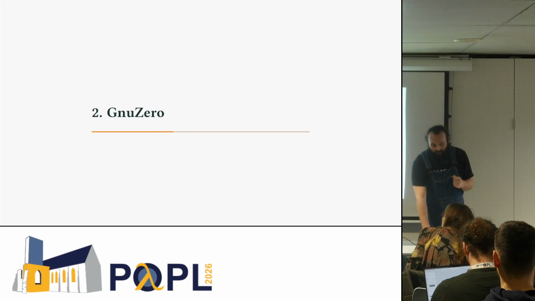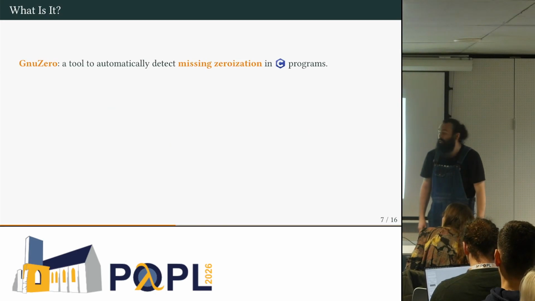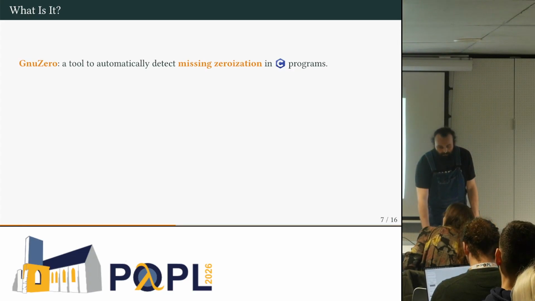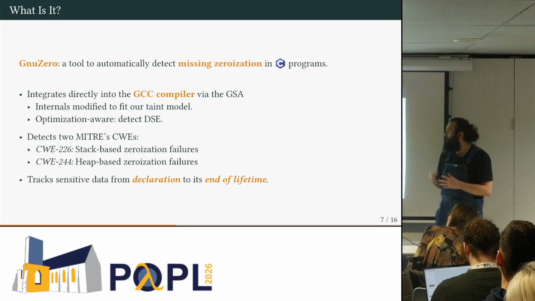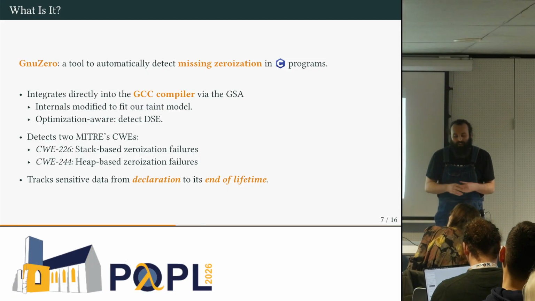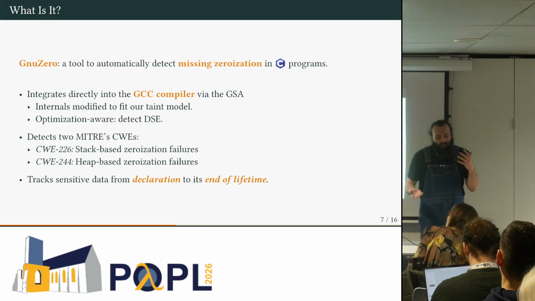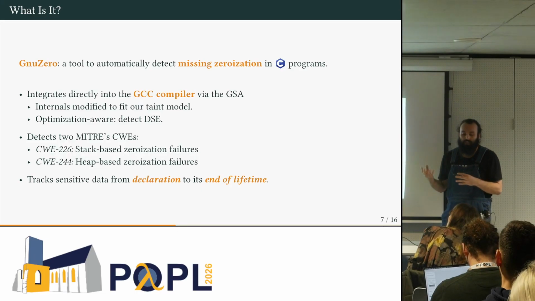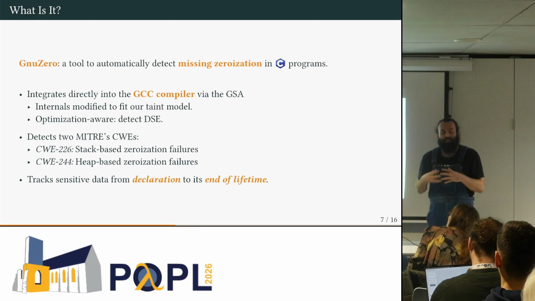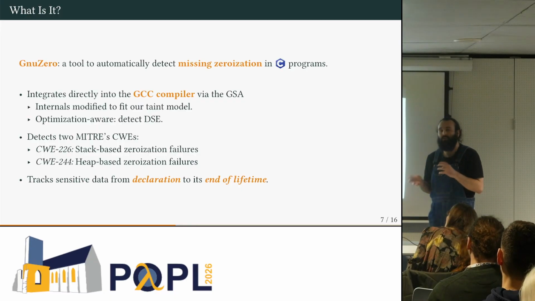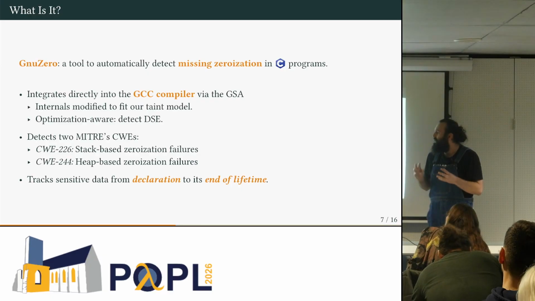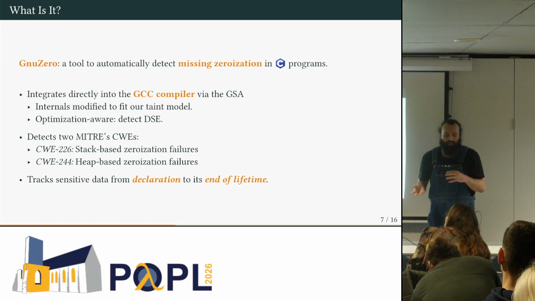Hence, we developed GnuZero, a tool to automatically detect missing zeroization in C programs. As I said, it directly integrates into the GCC compiler through its static analyzer, the GSA. We needed to modify its internals a bit to fit our taint model. But thanks to the GSA's position within the compilation pipeline, GnuZero is optimization aware, which leverages the detection of dead store elimination. We focus on two related weaknesses, the stack and heap-based zeroization failure.